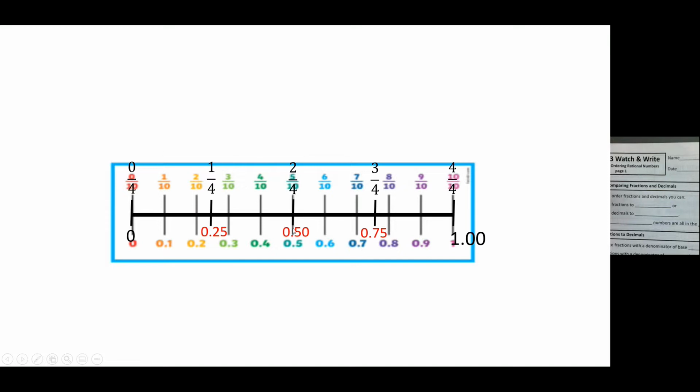Okay? And again, 0.5 lands right on 0.5, which is 2/4, which is the same as 5/10, okay? Now look where 0.75 lands. Here's 0.7 and here's 0.8. 0.75 lands somewhere right in the middle, okay? So these are very well-known fractions and decimals. Tenths and fourths are very well-known fractions and decimals.